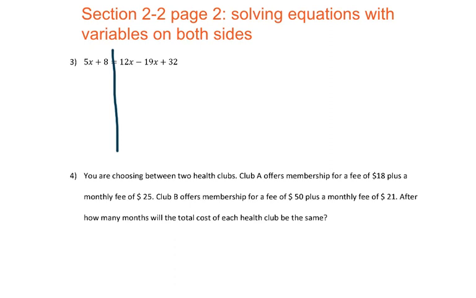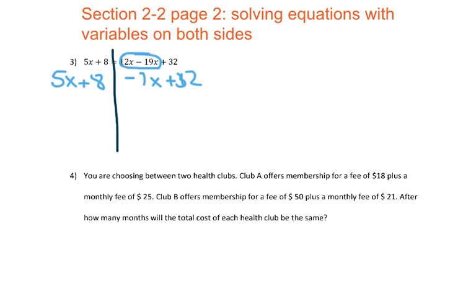So I notice that we have a 12x minus 19x on the same side of the line, so we're going to combine those. And remember that 12 minus 19 is going to be a negative number. So 12x minus 19x, I'm going to combine those. That's negative 7x. So I'm going to copy down the plus 32 on that side. I'm going to copy down the 5x plus 8 on the left side.